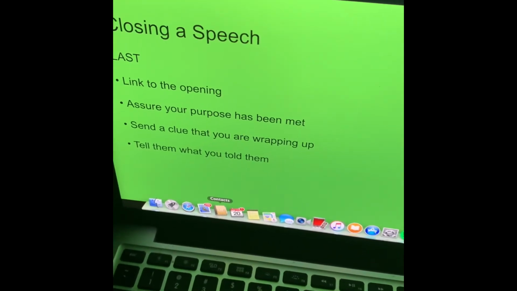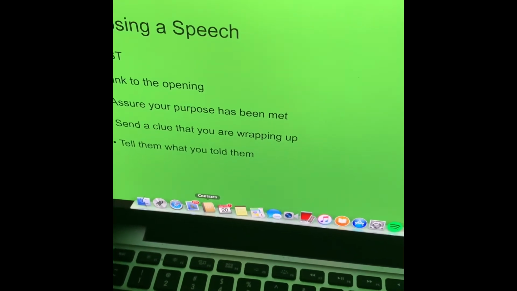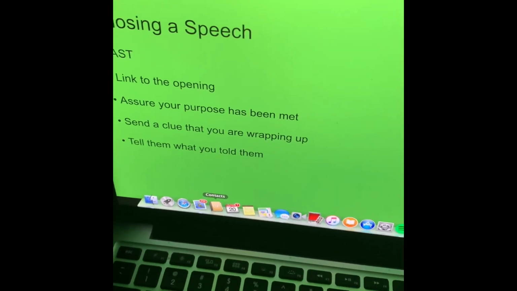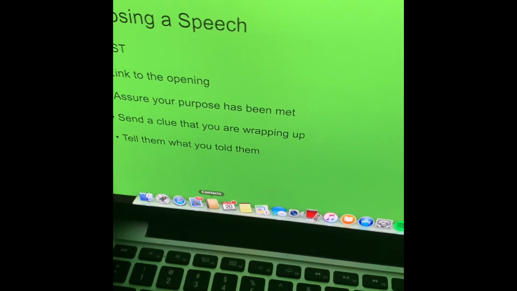The L in LAST stands for link to the opening. What this means is that the speech giver must link the end of his or her speech to the beginning of his or her speech to quickly remind the audience the goal and the most important parts of the speech.